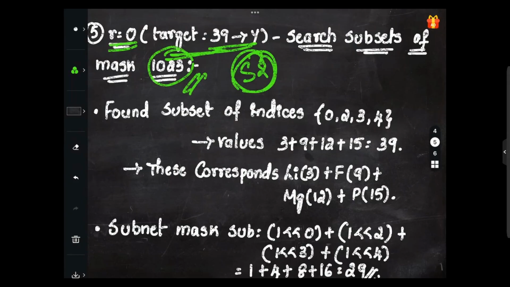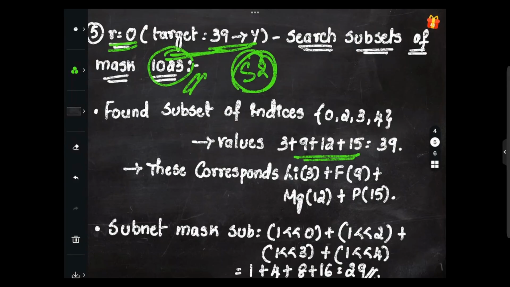So we have to go with r equals 0, r equals 1, r equals 2, right? This one is nothing but the subset, this one the sorted s2 values based on the atoms, or based on the element symbols along with their atomic numbers. First here we have 39, so we have found the subset of indices 0, 2, 3, 4. The values will be 3 plus 9 plus 12 plus 15.